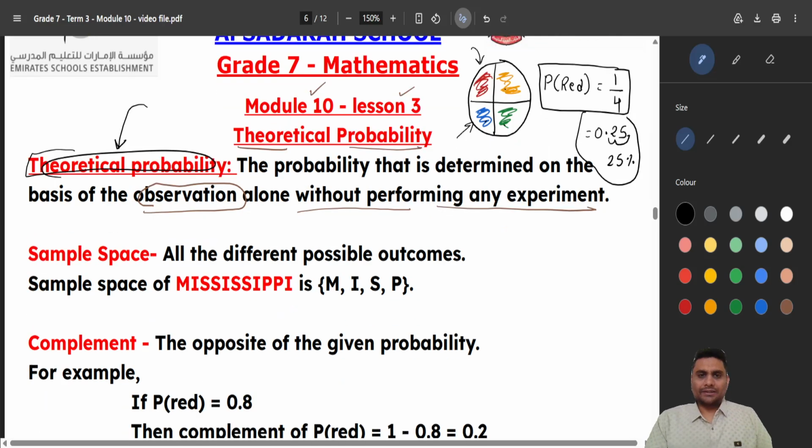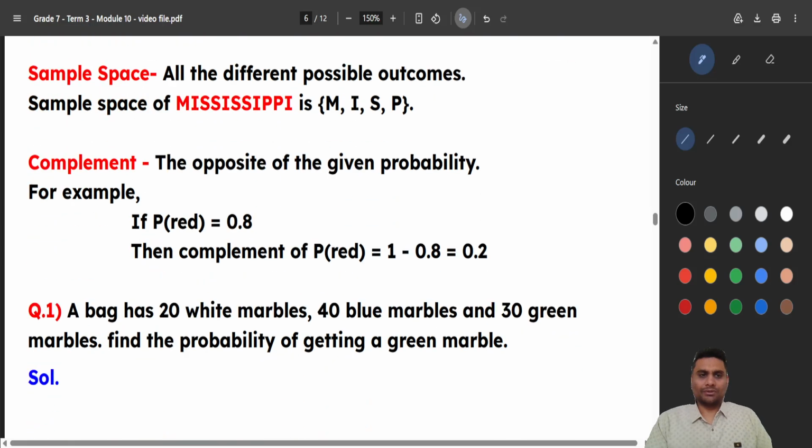Now in this lesson, there are some important terms that you must understand. First is sample space. What is sample space? Sample space means all the different possible outcomes. Different means without repetition. Any of the outcomes should not repeat. Let us take an example.